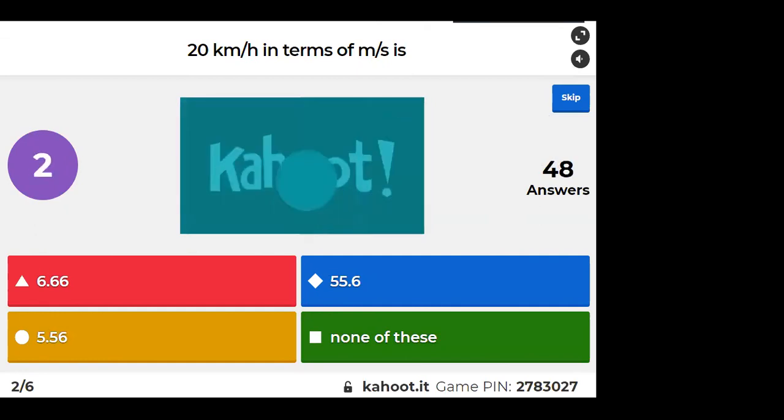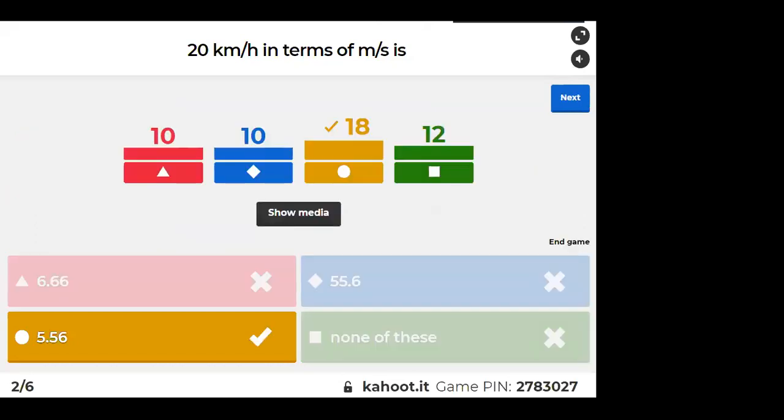Yes, very good. Okay, Atish, it is 5.56. How? So 20 into 5 by 18, meter per second. So it is 100 by 18. If you divide 100 by 18, you will get what? 5.56. Yes or no? Tell me.